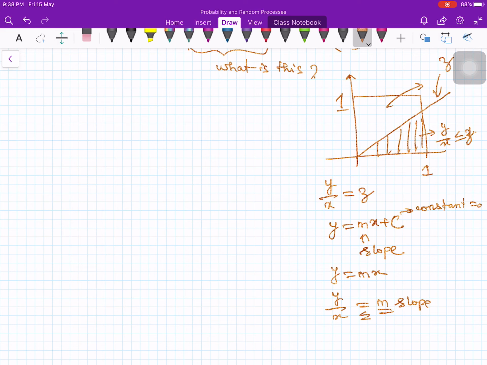So just draw this slope line that has a slope of z. The ratio is less than this number small z if and only if we get a pair of x and y that falls inside this triangle. So inside this triangle, x and y have values such that the slope is less than small z.